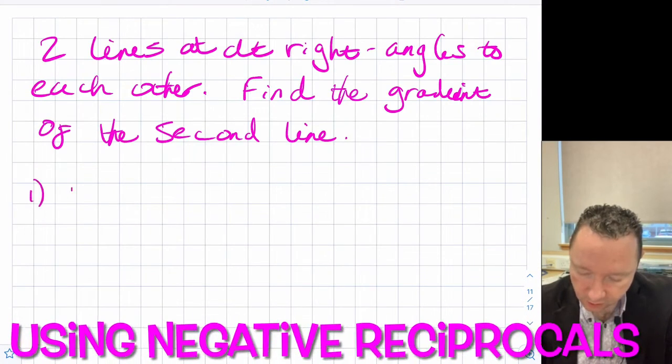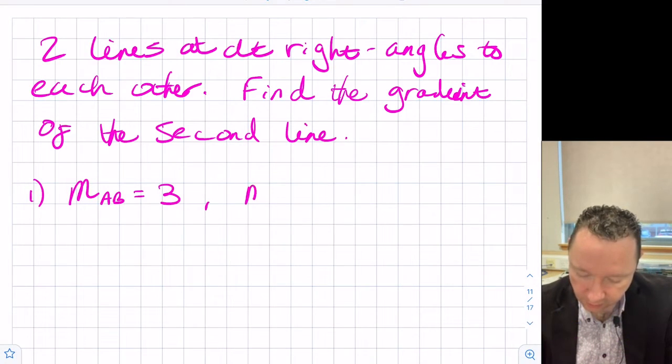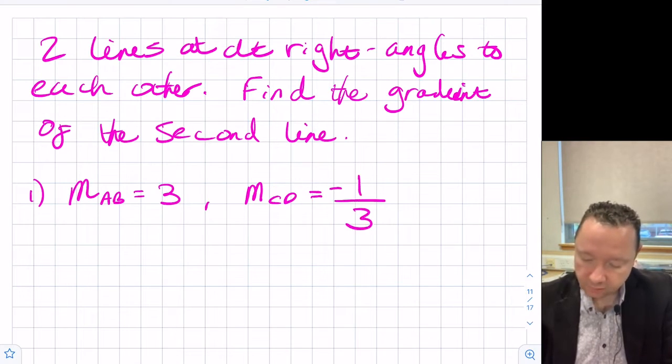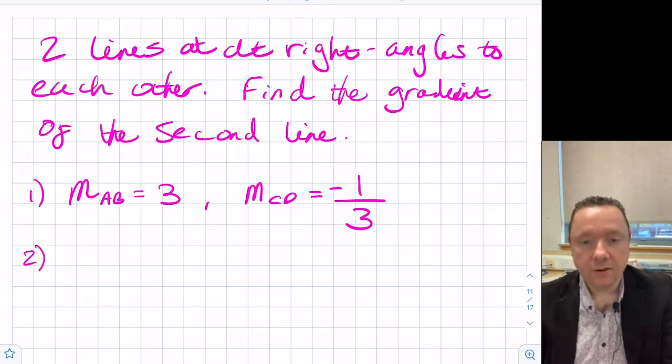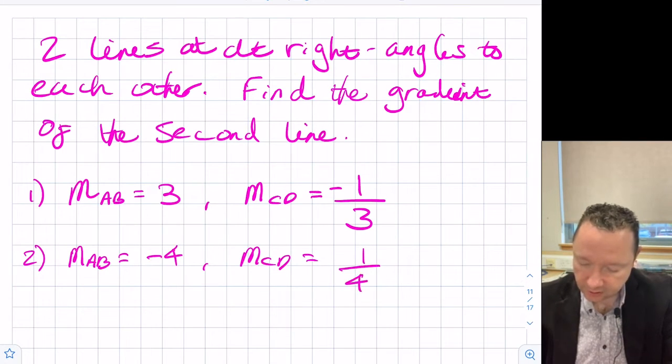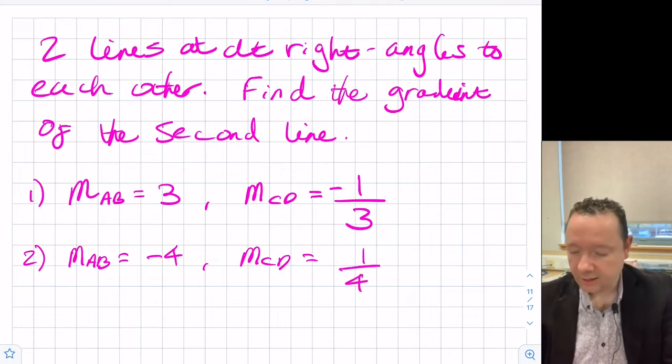What do I mean by that? So let's say example 1, if the gradient of the first line, let's call it AB, is equal to 3, how do I know the gradient of CD at right angles to that? Well, we say it's a negative reciprocal. All you have to do, 3 becomes a third, and minus a third. If you times them together, you get minus 1. Let's take a different example. If I had M AB equal to negative 4, then the gradient of CD, nice and easy, is going to be a quarter. Again, that's now not going to be negative because the first one's already negative.